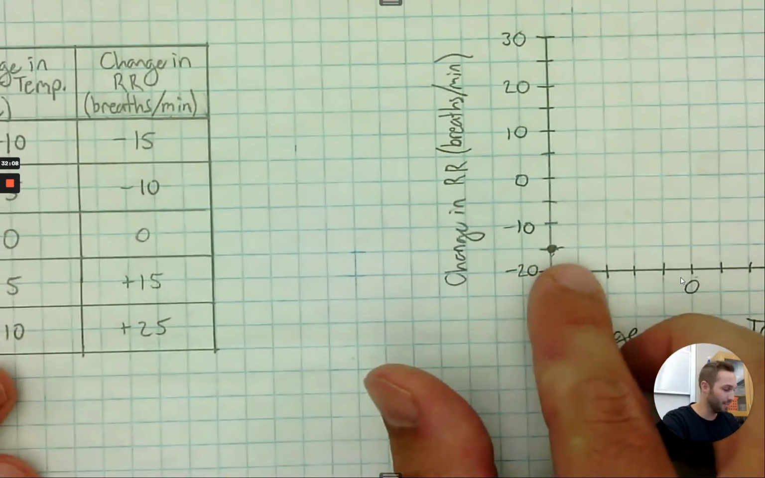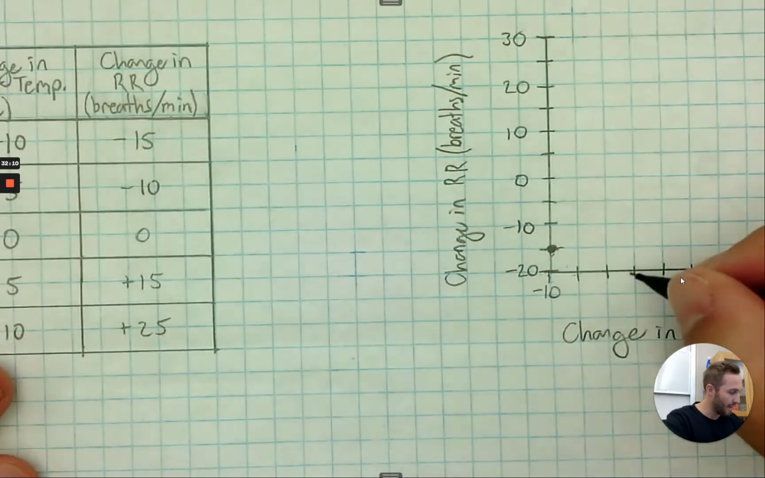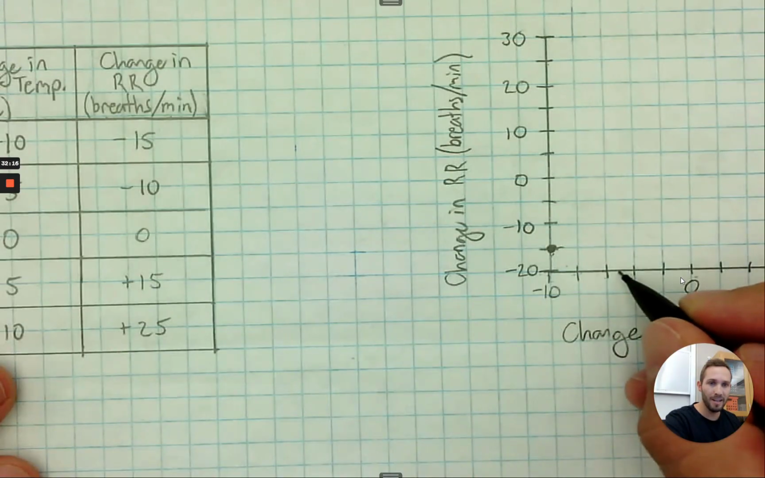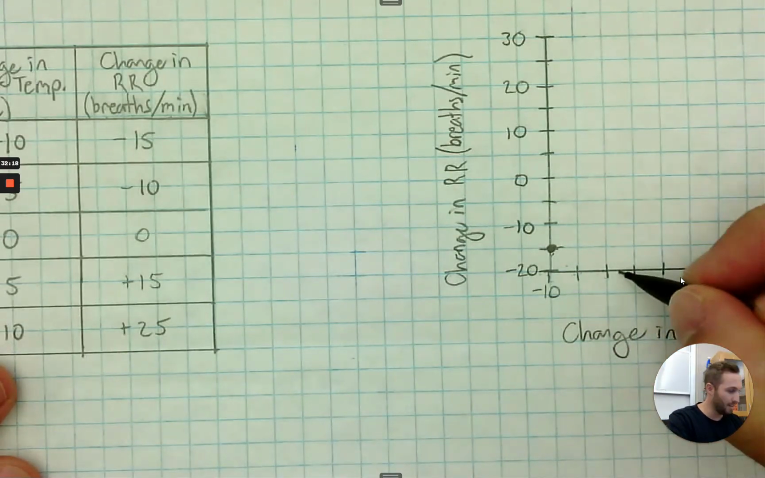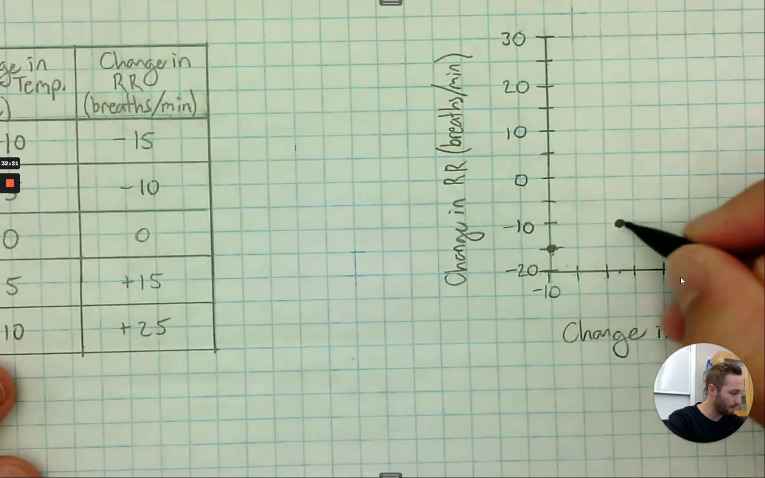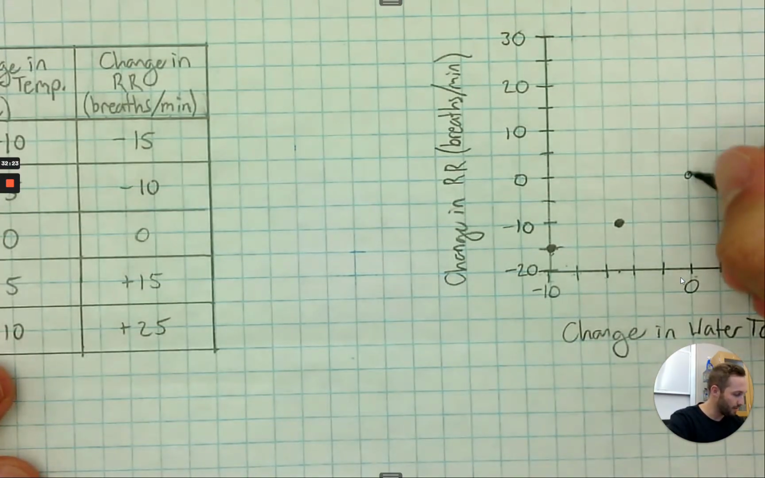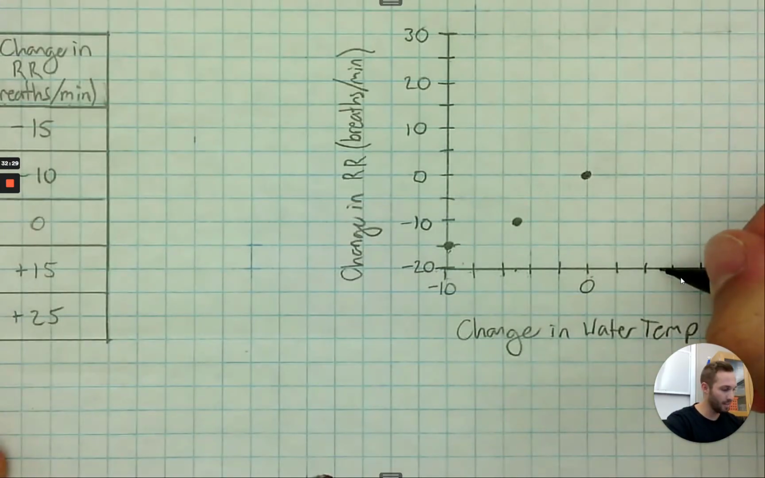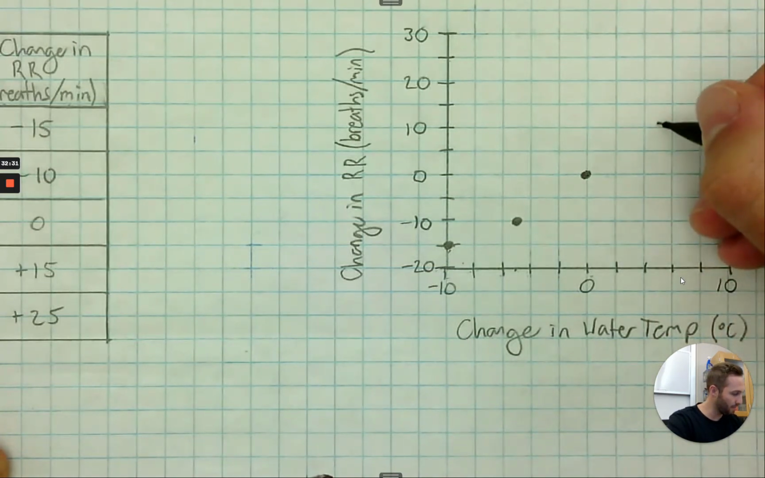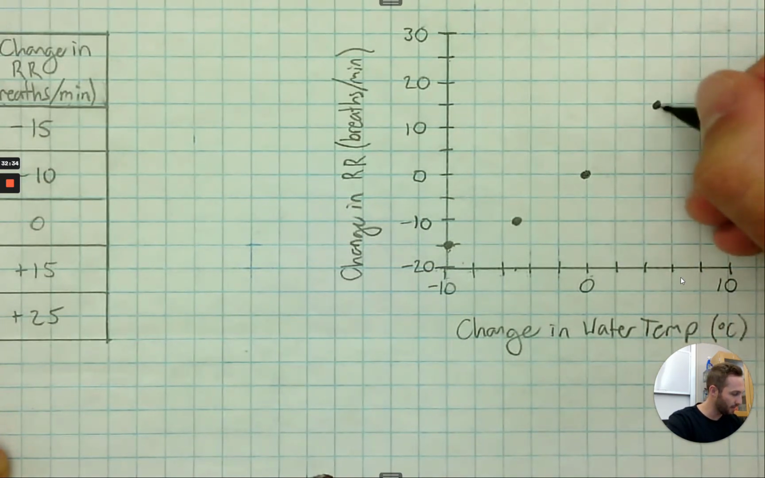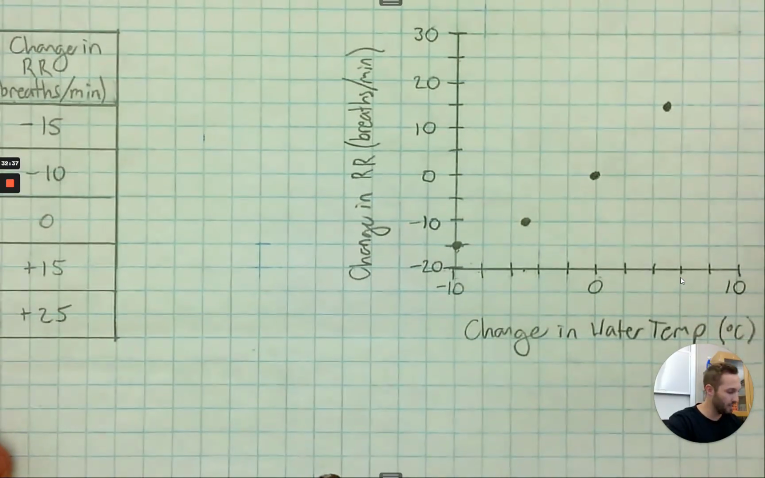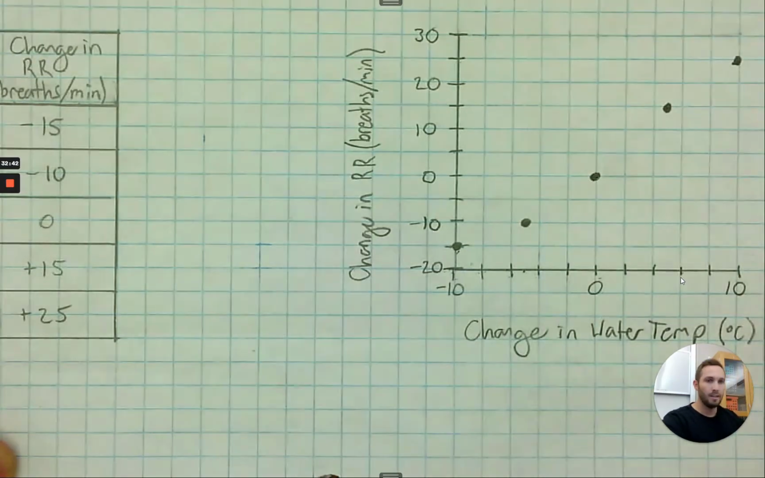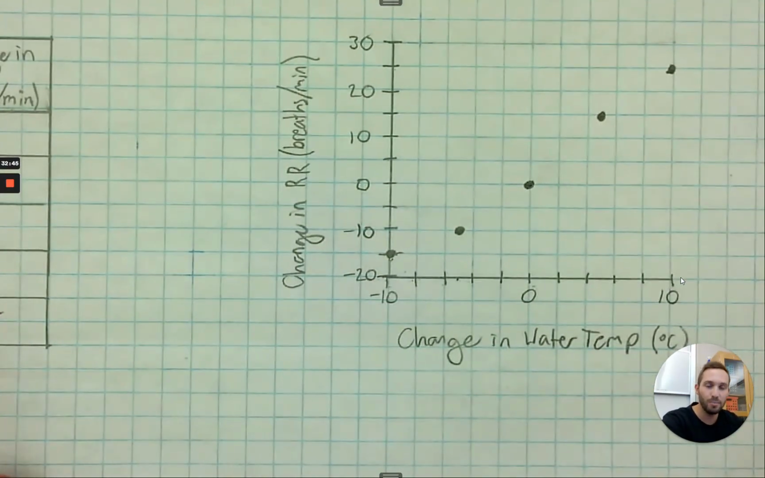So I'm going to go ahead and finish plotting these. So -5 would be between -6 and -4, so right here in the middle, right? And it changed -10, so right there. So be careful when you're graphing. And then 0, 0, that one's easy. And then +5, which again is right here, and that went up 15. And then +10, it changed 25. So then we end right here. Okay, so there's my data points plotted.